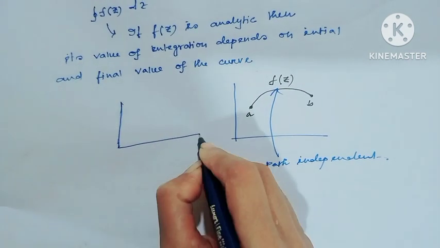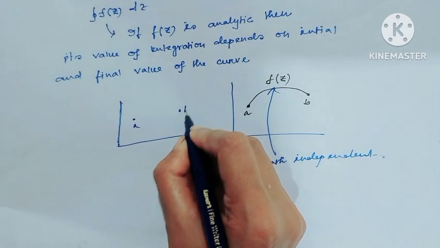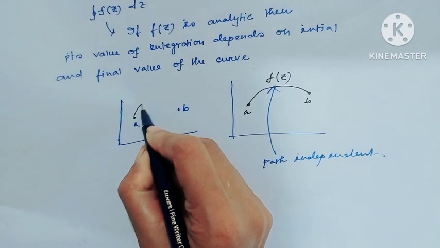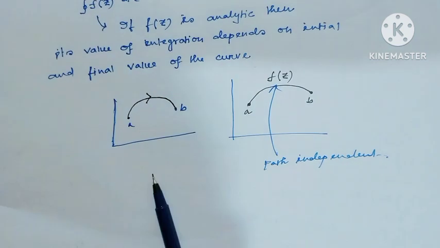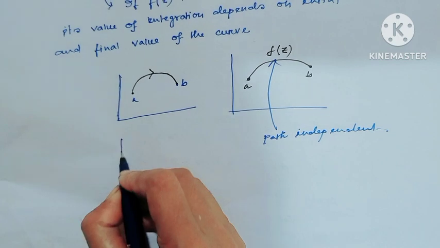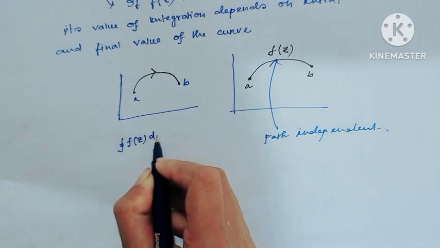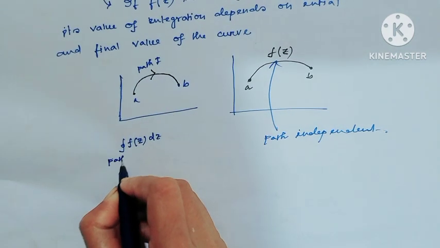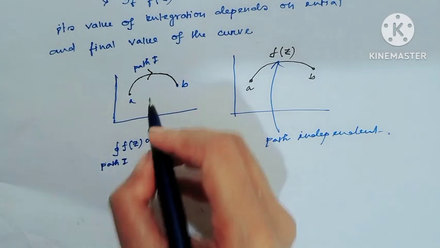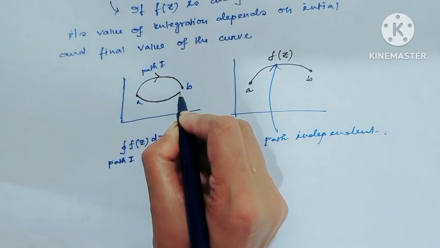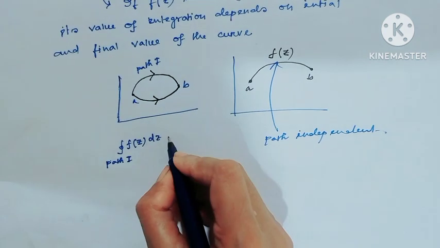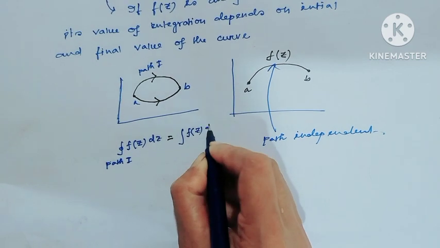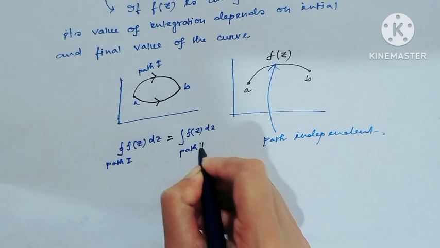Notice here the point A and here the point B. If we go from A to B by path 1, then the integration of f(z) dz over path 1 is always equal to the integration of f(z) dz along path 2.